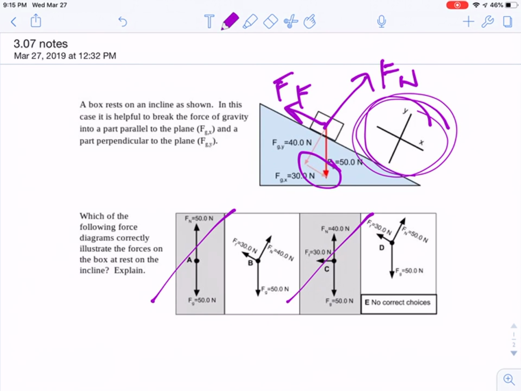Okay. And so basically, because this is at rest, we know that its net force needs to be 0, which means that this angled force, which is gravity, this force, which is pointing straight down, technically we have to break up because now it's not pointing straight down in terms of this XY axis.